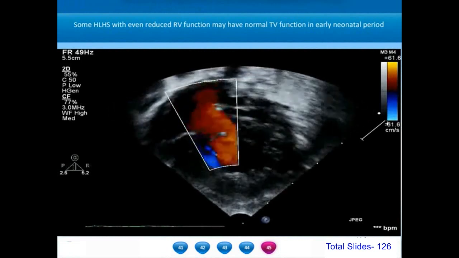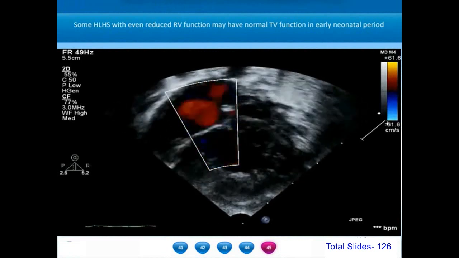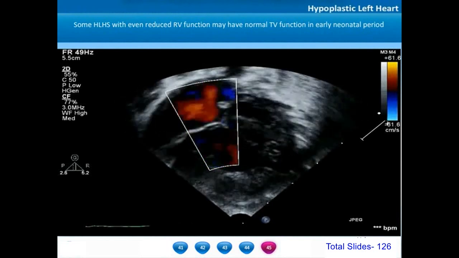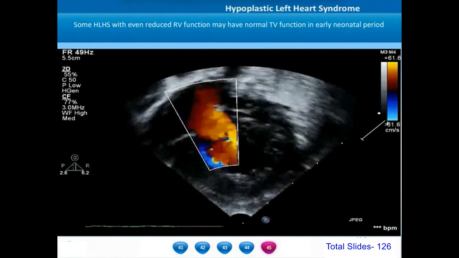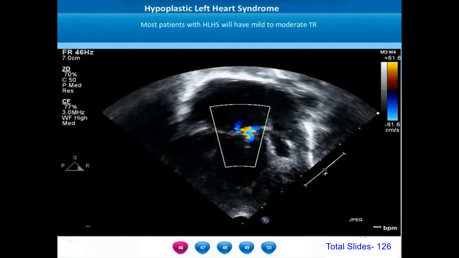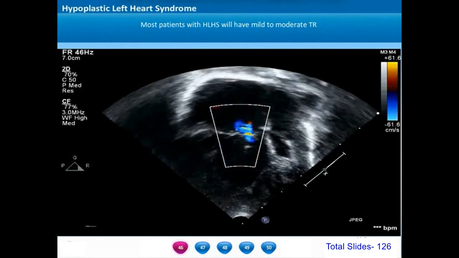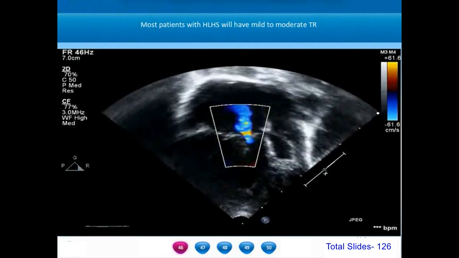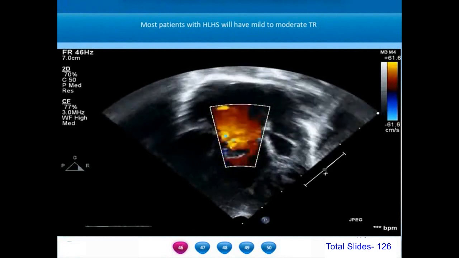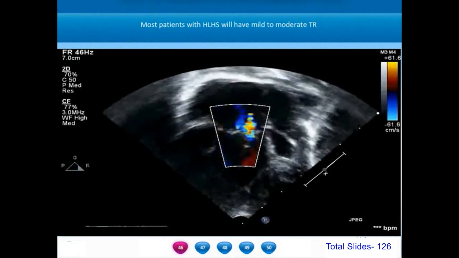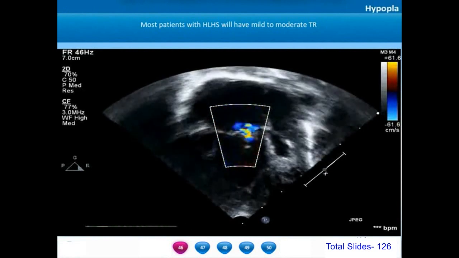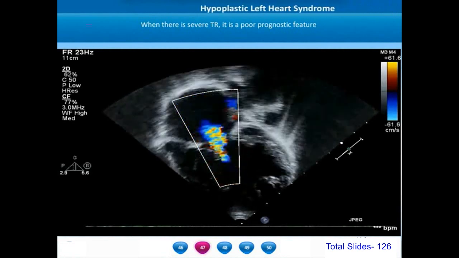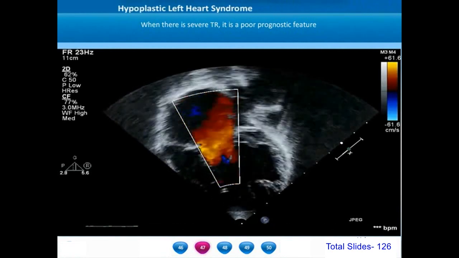However, as age advances, with the continuing poor right ventricular systolic function, tricuspid valve regurgitation becomes more severe. As the baby gets older, the right ventricular contractility becomes less and the tricuspid valve leak starts. Many patients will have a mild to moderate tricuspid regurgitation. When there is a severe tricuspid regurgitation, the prognosis of these patients is very poor.